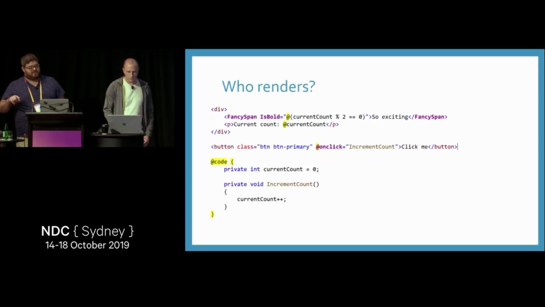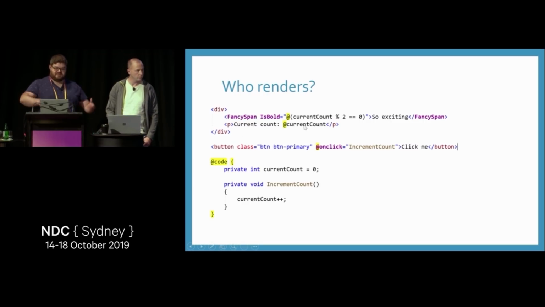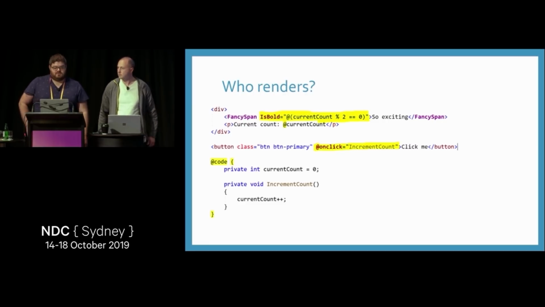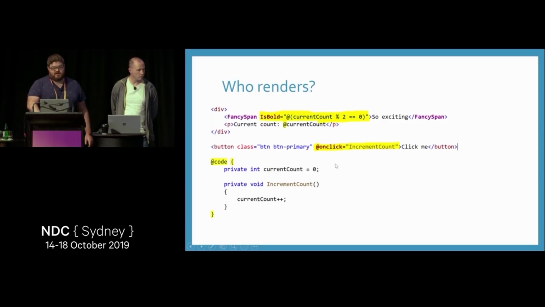So who renders in our example? I clicked the increment count button, and we saw that the current count changed, which implies that we would need to render this page, the counter page. And we also saw that the fancy span toggles every time you click, from bold to not bold and back and so on. So can we figure out why we render? Well, this component has to render because it handled an event. So we click the onClick button. IncrementCount is a method on this class, and so we re-render the counter component.